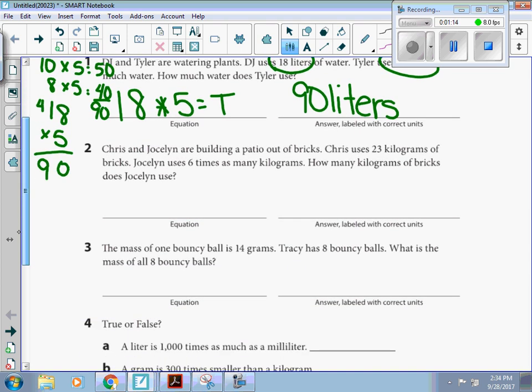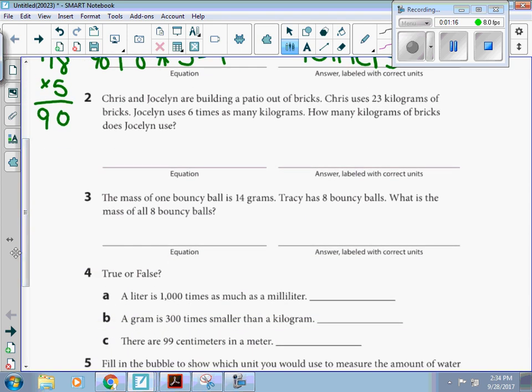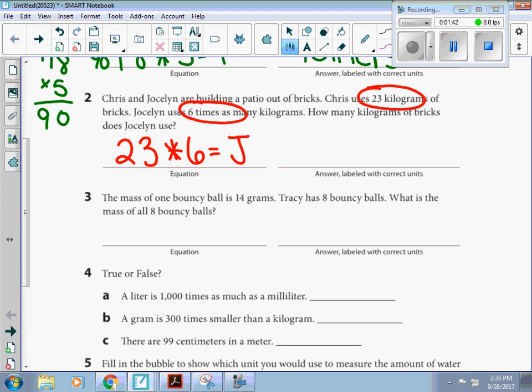For number 2, Chris and Jocelyn are building a patio out of bricks. Chris uses 23 kilograms of bricks. Jocelyn uses 6 times as many kilograms. How many kilograms of bricks does Jocelyn use? Well, Chris has 23, and Jocelyn is 6 times that. And I'll say J for Jocelyn.